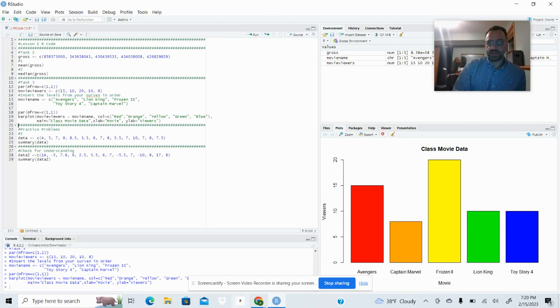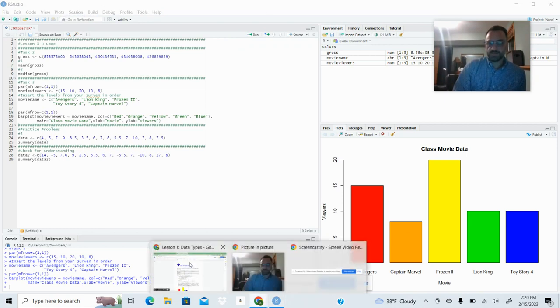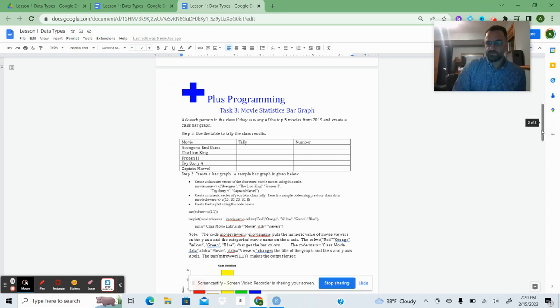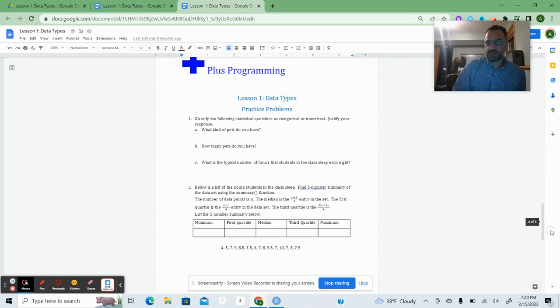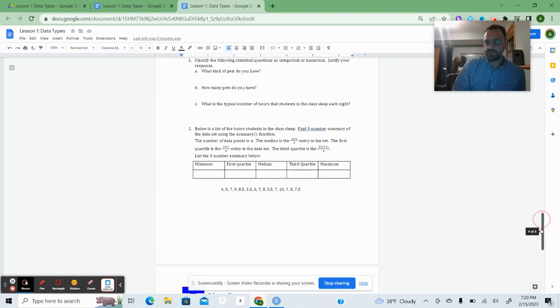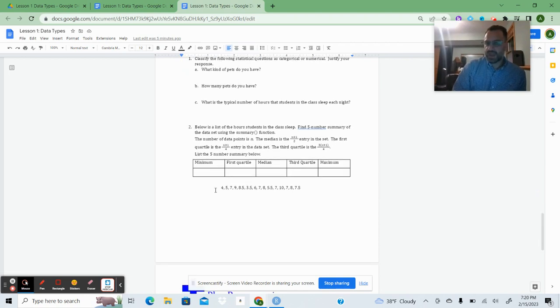So now what you're going to do is do the practice problems that are listed. So here are some practice problems. You're going to answer those. You're going to find some quartiles of that data. Now, one thing, when you find these by hand, you put the numbers in order, and then you have the minimum and the maximum. To find the median, it's the middle number, or here it'd be the (n plus 1) divided by 2 number in the data set.